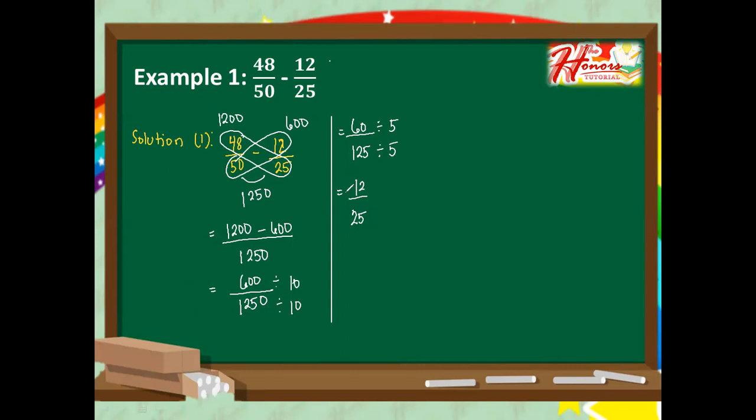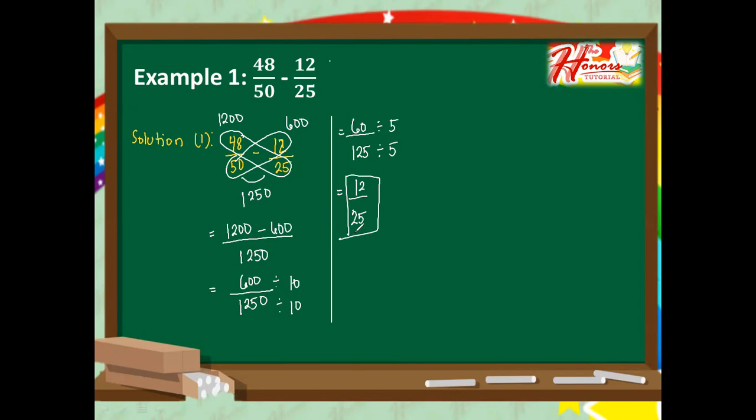It is because the first reason is that this is already a proper fraction, so no need to change this into mixed number. And also, the second reason is that there's no number that can divide the numerator and denominator at the same time without remainder. So this is the first way of solving example number 1.